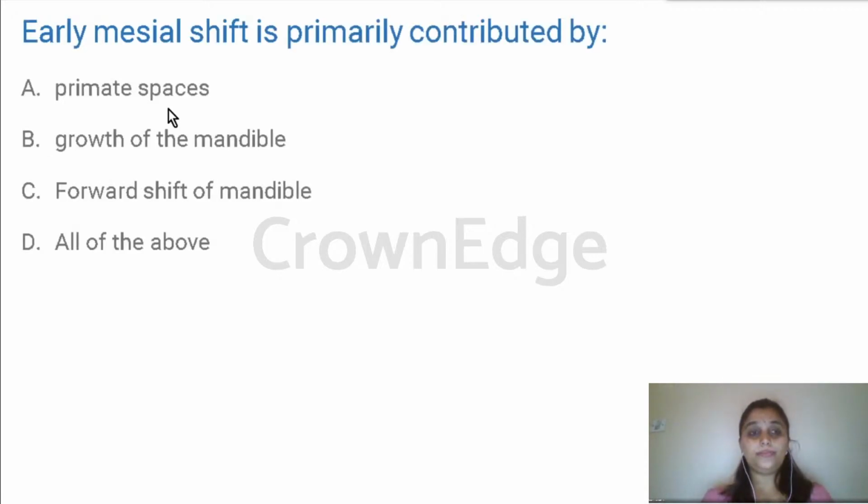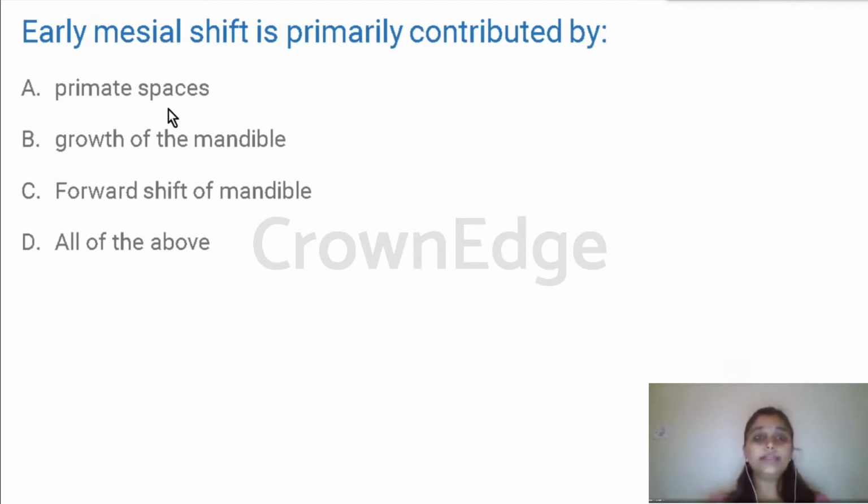Okay. So what happens because of the heavy eruptive force that is there, the spaces in the primary dentition begin to close, that is, your primate spaces in the primary dentition begin to close. So that is what is known as your early mesial shift. So primarily it is contributed by your primate spaces.